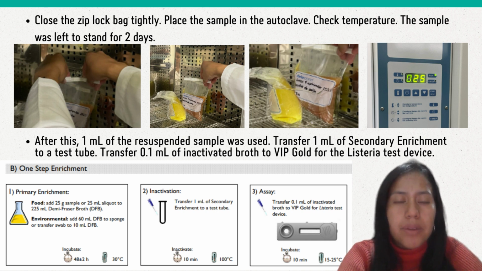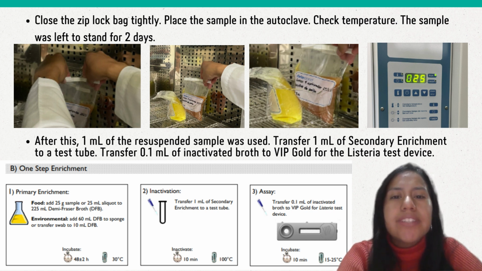Next step, close the Ziploc bag tightly. Place the sample in the autoclave. Check the temperature. The sample was left to stand for 2 days. After this, 1 milliliter of the resuspended sample was used. Transfer 1 milliliter of secondary enrichment to a test tube. Also, transfer 0.1 milliliter of the inactivated broth to the VIP Gold for Listeria test device, where if there are two strips, it is positive, and if one, it is negative.